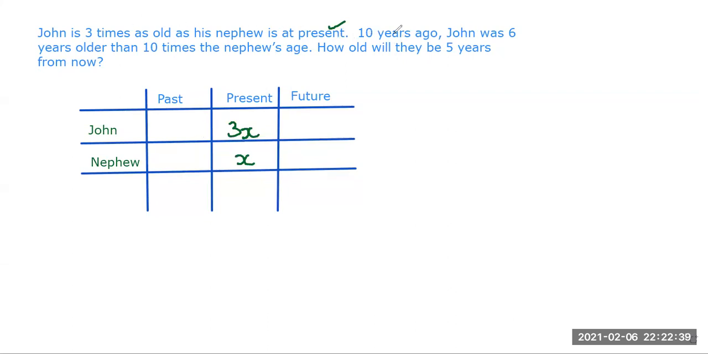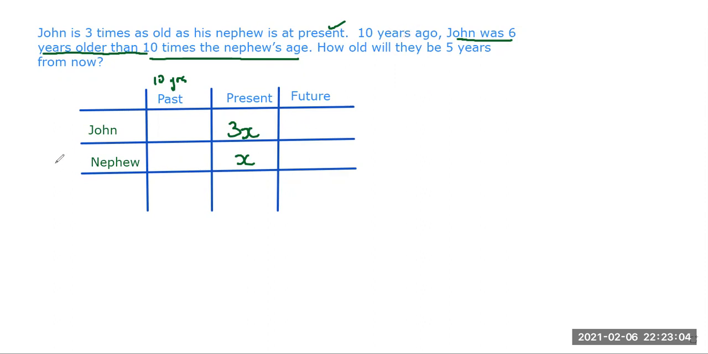Next sentence, 10 years ago, so look at the past. This is the past, we're looking at 10 years back. John was 6 years older. So this part has two portions, right? Because John was 6 years older than 10 times the nephew's age. But we're talking about 10 years ago.